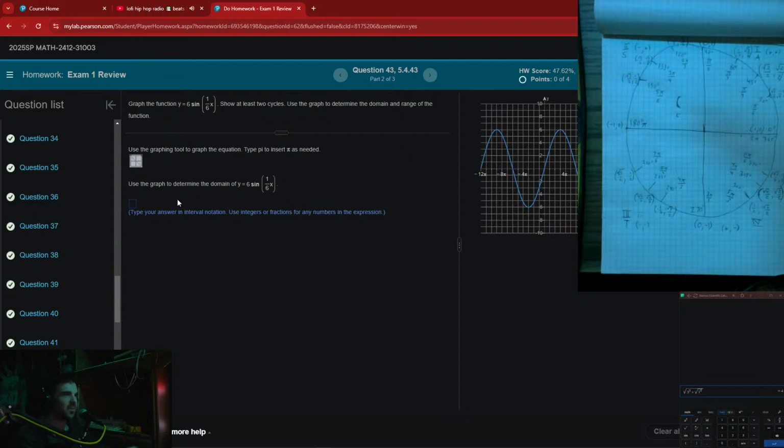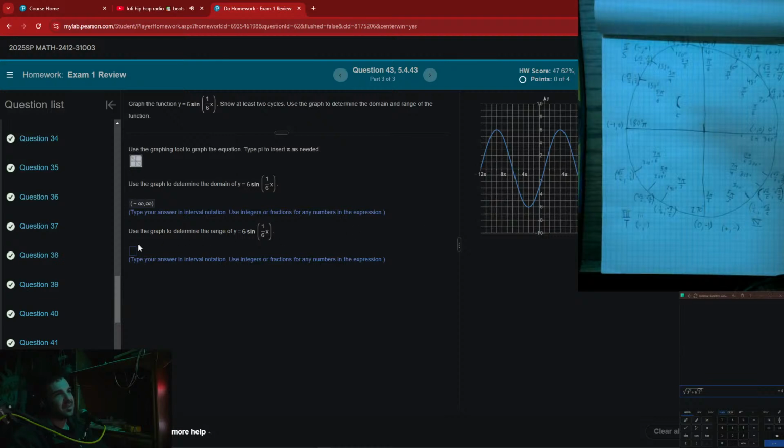Use the graph to determine the domain. Y equals 6 sine. The same question that I've just been working on. It's not new just because it just appeared. Oh man. Right, domain. Same thing I've been typing in for several questions. You even need to ask.